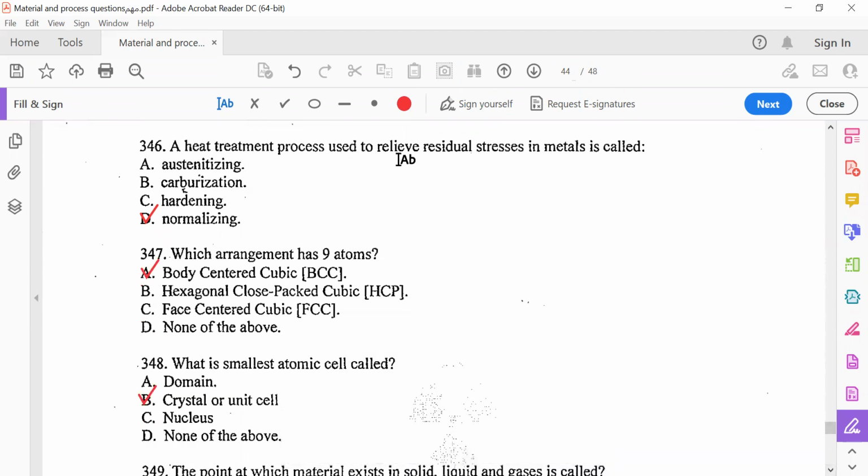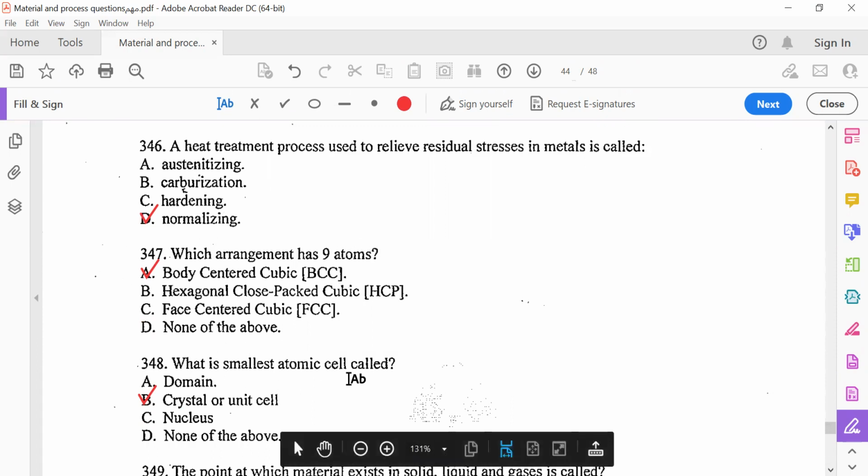A heat treatment process used to relieve residual stresses in metal is called normalizing. Which arrangement has 9 atoms, body centered cubic? What is the smallest atomic cell called? Crystal or unit cell.